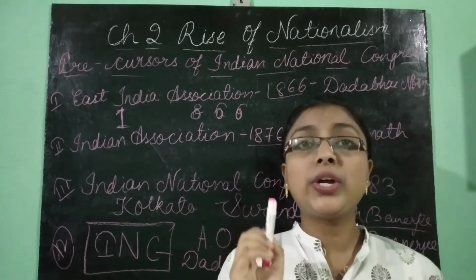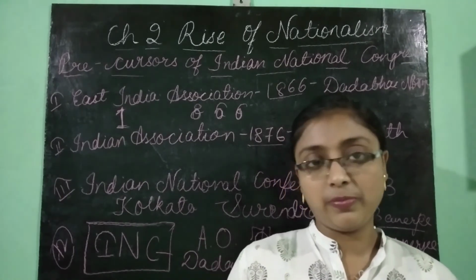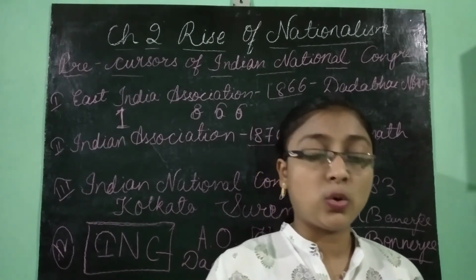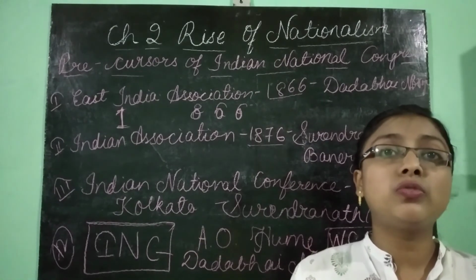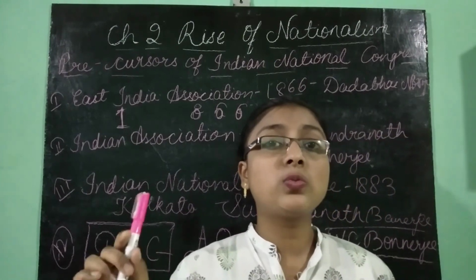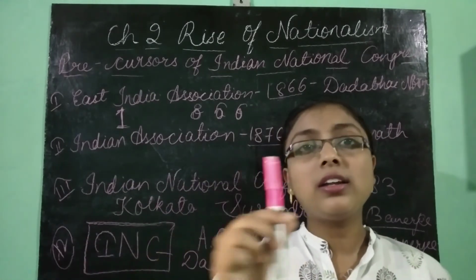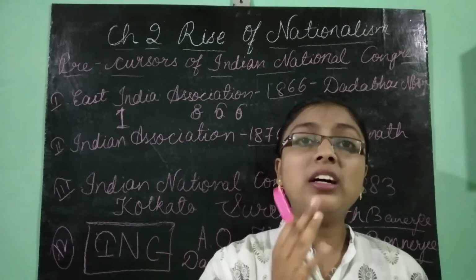Then the 23rd session, that is in 1907. It was held in Surat and presided over by Rash Behari Ghosh. Now, why is this session important? Because this session is known for the Surat split. That is, the Indian National Congress was split into two wings, one by the assertive nationalists and one by the early nationalists.